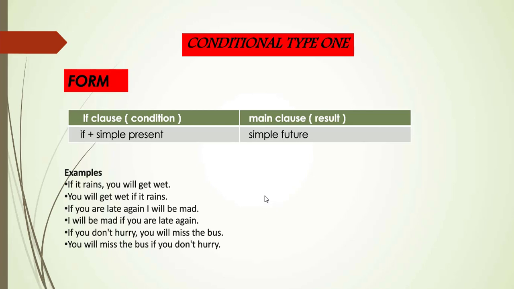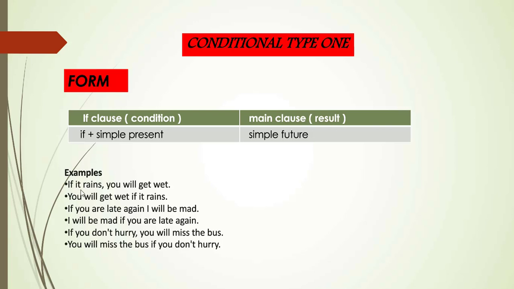For conditional type 1, the form is: we have the if clause, which means condition, and the main clause, result. For the if clause we have if plus simple present, and for the main clause we have simple future. We'll repeat again: for the if clause we have if plus simple present, and for the main clause we have simple future.